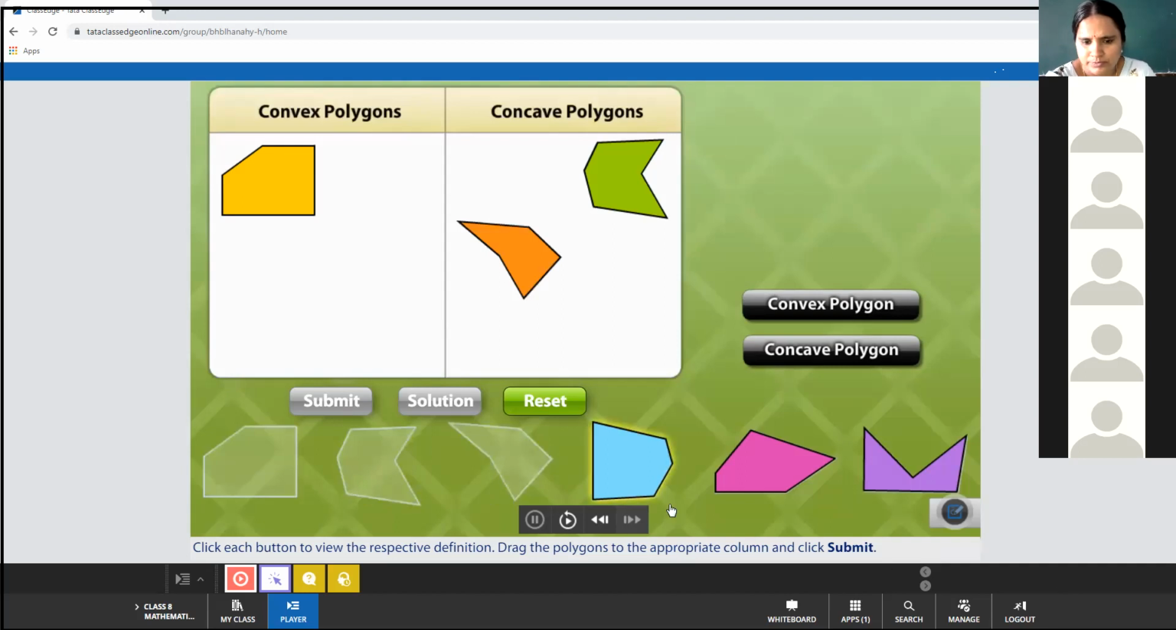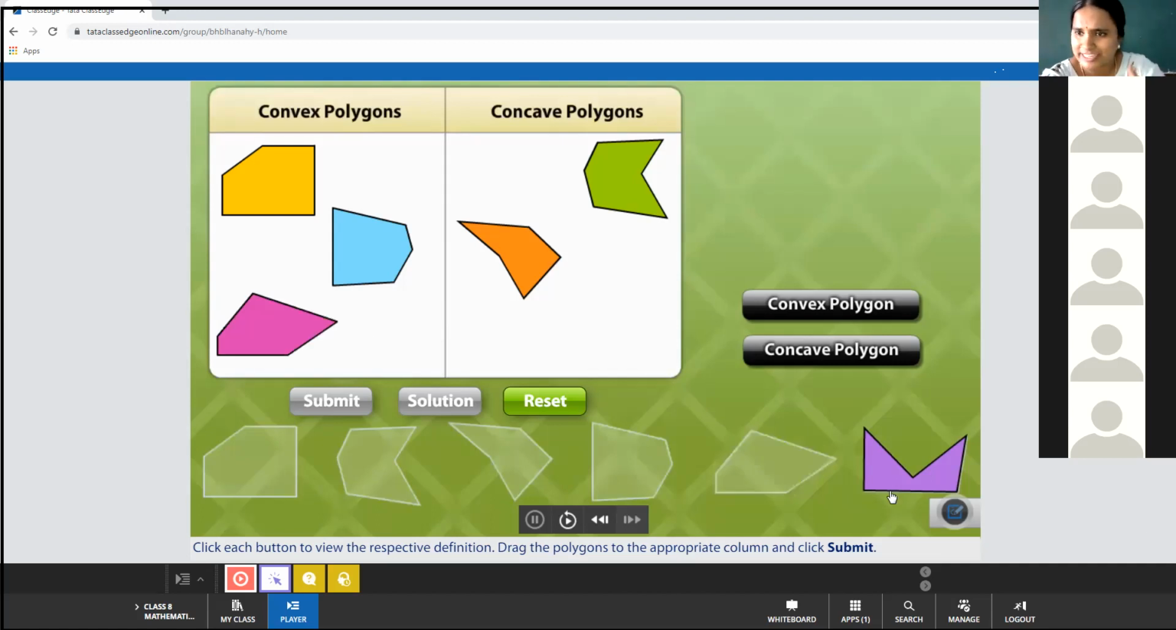Ma'am, it is into convex polygon. Very good. It goes into convex polygon. I'm happy that everyone has understood. Now, Soumya. Convex, ma'am. Very good. So this is also going to convex.